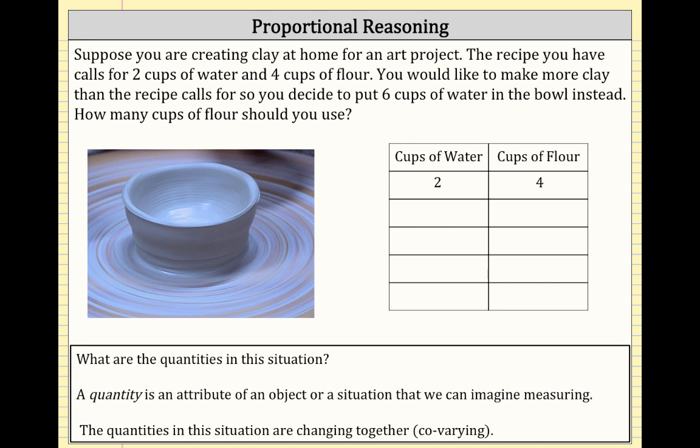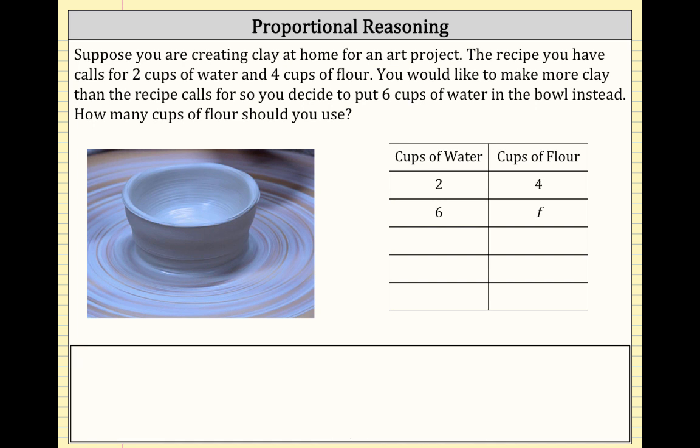But we want to make more clay, so what we also want to figure out is, with 6 cups of water, how many cups of flour should you use? We'll assign a variable, we'll call it f, and we're going to use it to identify the unknown amount of cups of flour. So what we're going to do is engage in some proportional reasoning. There are a couple of ways to do it. There's really 3 ways to do this, so that's what we're going to be looking at.